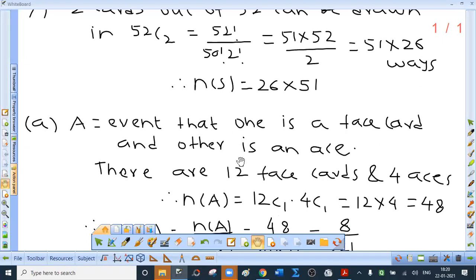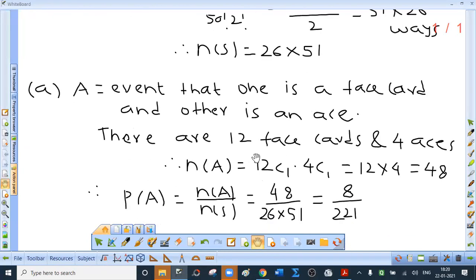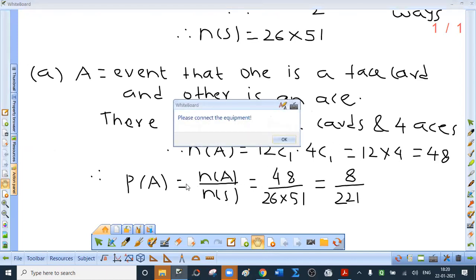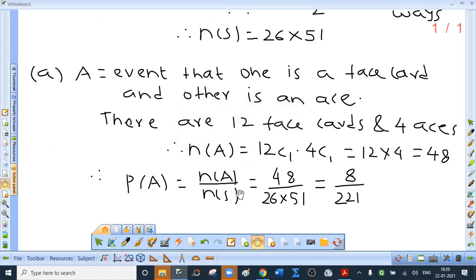Okay. Let A be the event that one is a face card and the other is an ace. Now there are 12 face cards. So one face card out of 12 can be drawn in 12C1 ways, and one ace out of 4 can be drawn in how many ways? 4C1 ways. So the number is 12 into 4, that is 48. So what is P of A? It is N of A upon N of S, that is 48 upon 26 into 51, which comes out to be 8 upon 221.